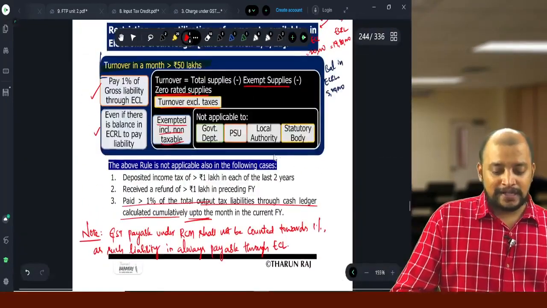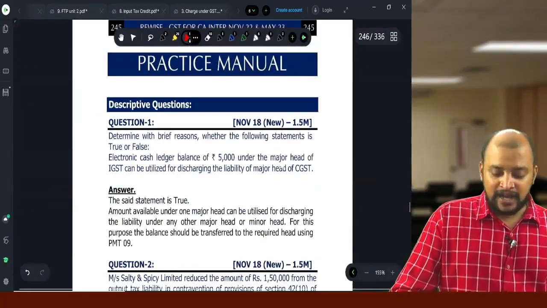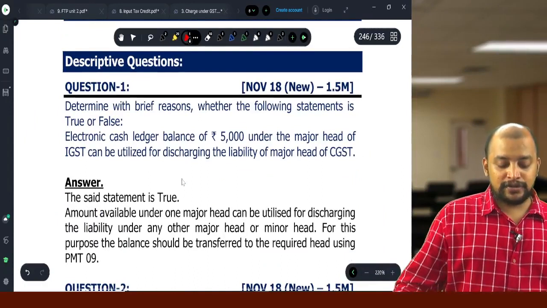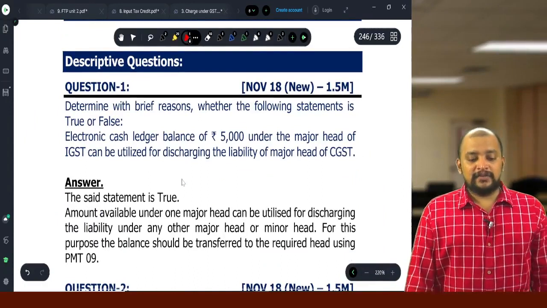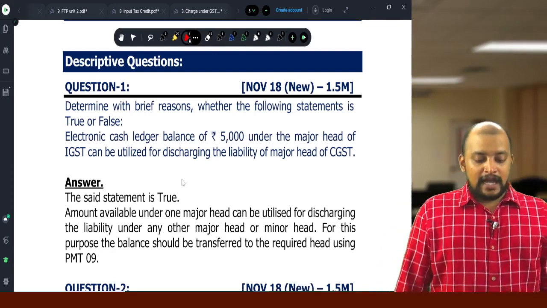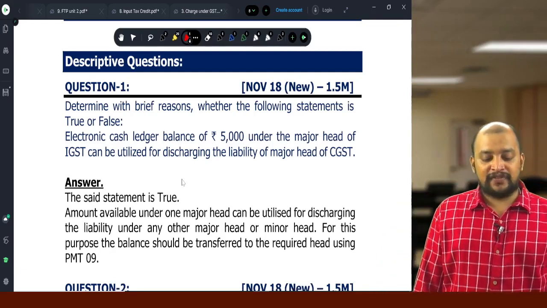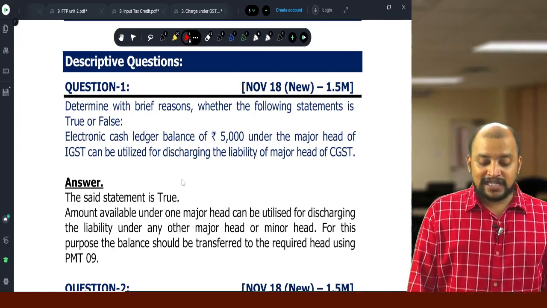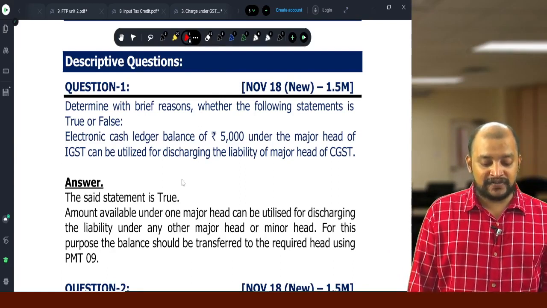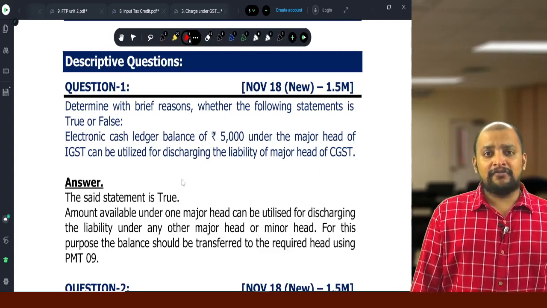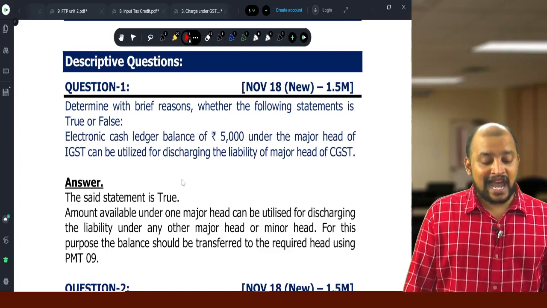So this is the concept of payment process. Now we have some practice manual questions related to this. Have a look into this. Determine with brief reasons whether the following statement is true or false. Electronic cash ledger balance of 5,000 under the major head of IGST can be utilized for discharging the liability of major head of CGST. So can we shift the balances from one head to another head in the cash ledger?